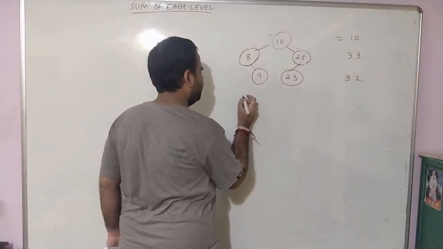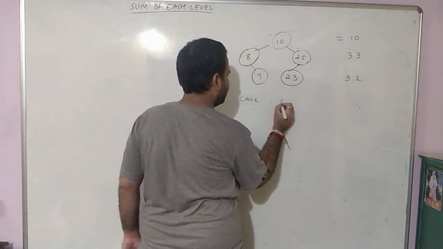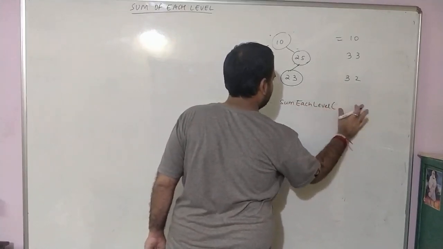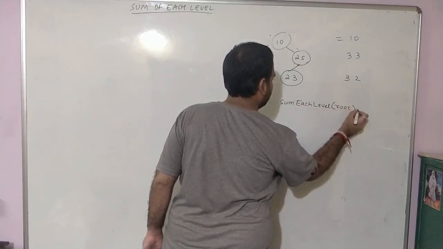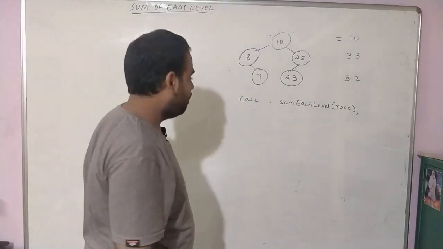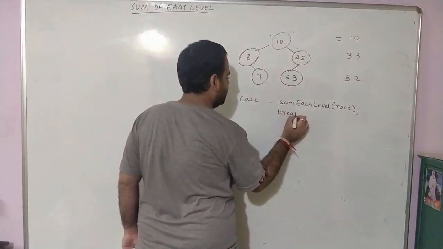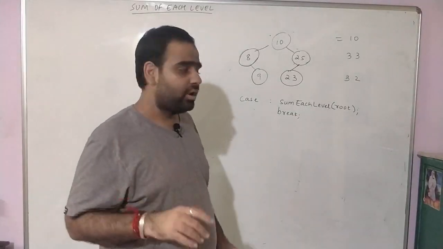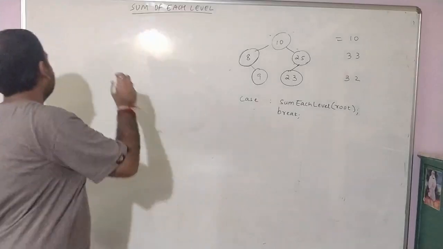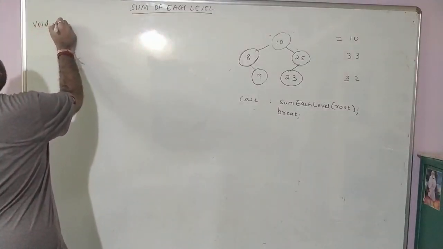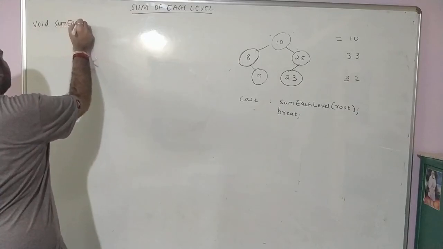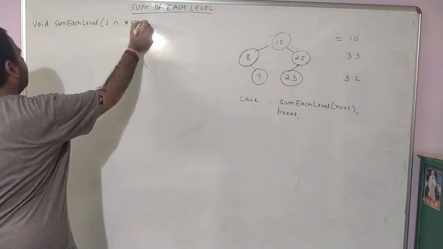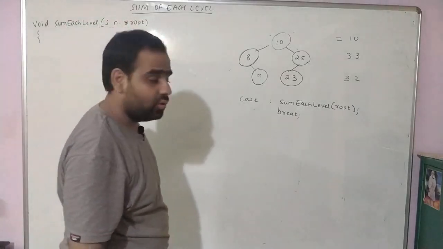Now, here we will write one function called sum each level. And what do we want to pass? We want to pass the root of the binary tree so that the sum of each level will be found out, and there is no return type because the return type is void. You cannot return the answer. Now, how do we write the prototype for it? We say void. What is the function name? The function name is sum each level. What is the first parameter? The first parameter is the root of the binary tree.